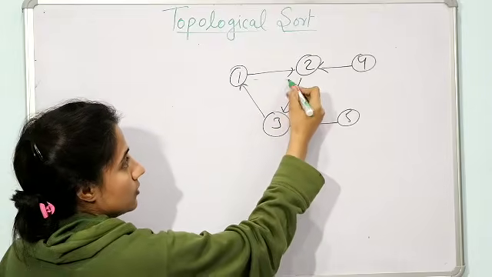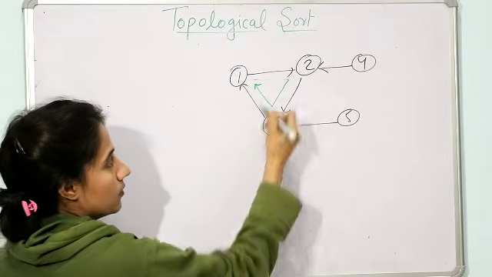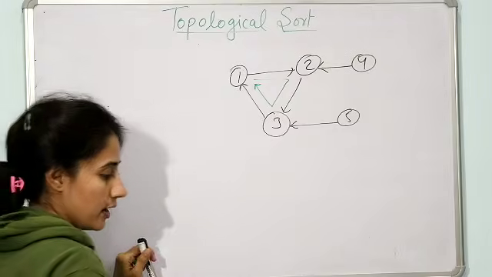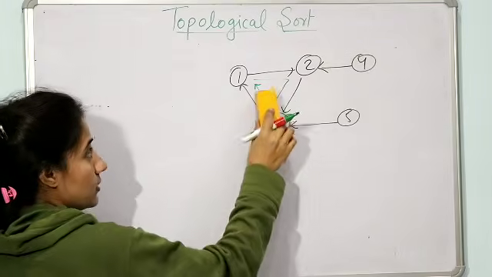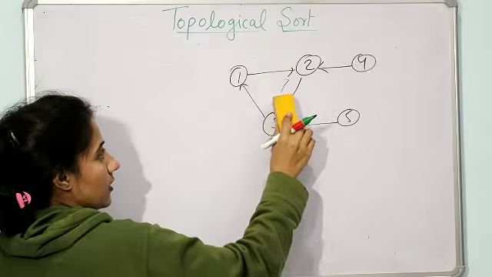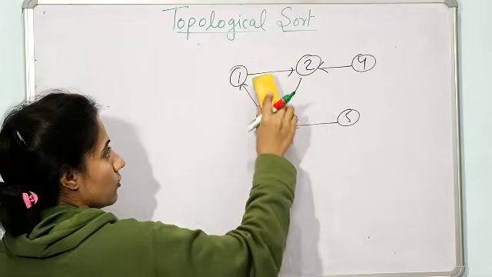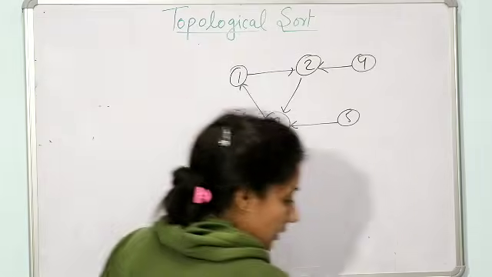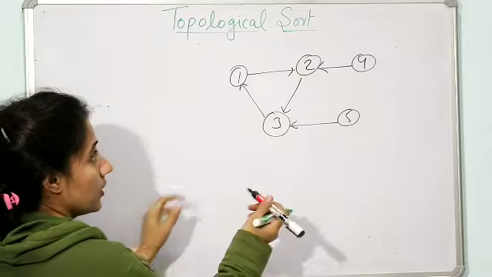See, this, then this, then this. This is a cycle, and we have already discussed in these properties that if a graph is having any cycle, then you would not be able to find topological ordering for that graph. So let us see, is it true or not.